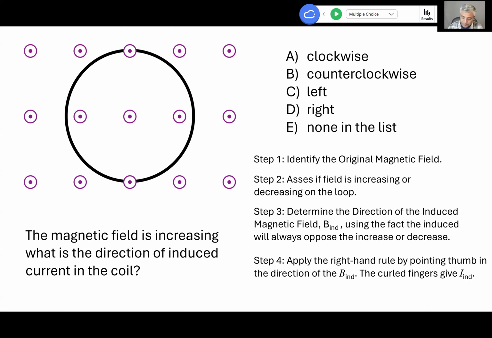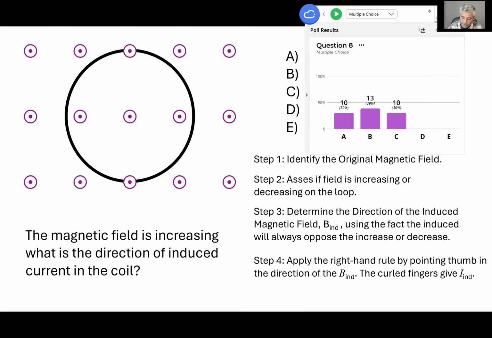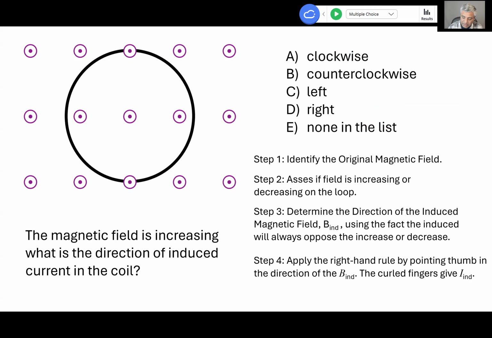Okay, so let's see what we got. We got kind of all 3 of them. So now let's see how do we do that.